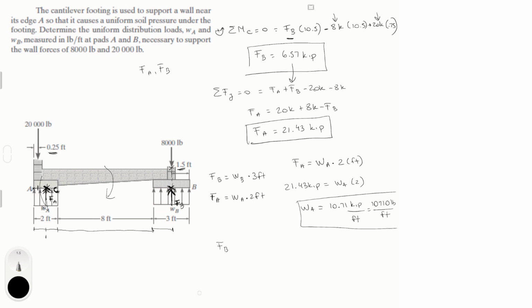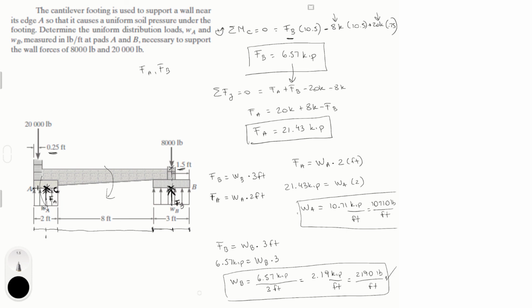Same thing for WB. FB is equal to WB times 3 feet, not 2 feet, because this is being applied over a bigger length. FB is equal to 6.57 kip, which is equal to WB times 3. So WB is equal to 6.57 kip over 3 feet, which is equal to 2.19 kip per foot, or 2,190 pounds per foot. Final answer for WB and final answer for WA.